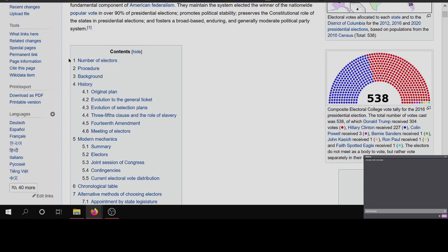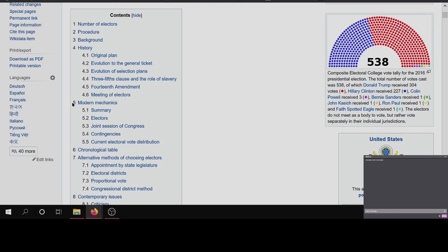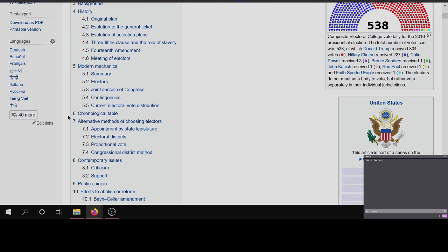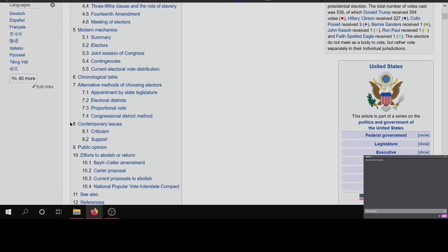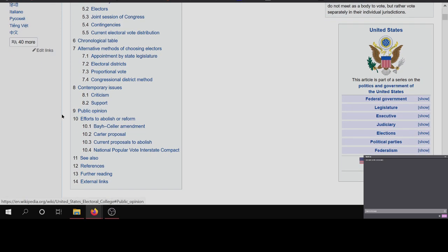But you have number one, number of electors, procedure, background, history, modern mechanics, chronological table, alternative methods of choosing electors, contemporary issues, political opinion, efforts to abolish or reform. And then 11 through 14: see also, references for the reading, external links.